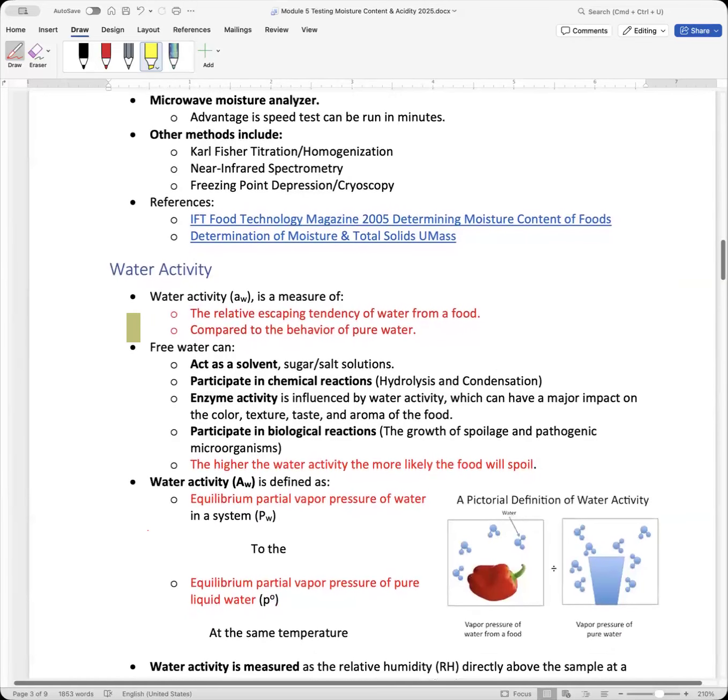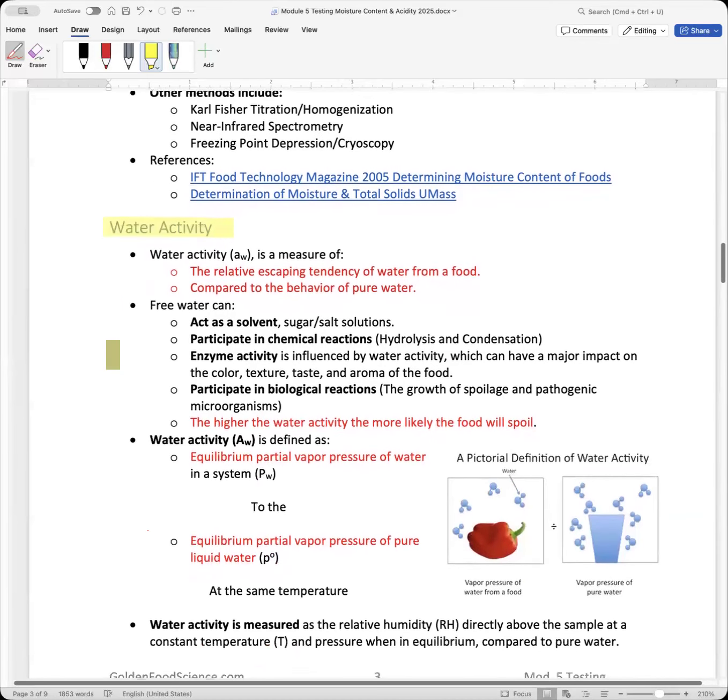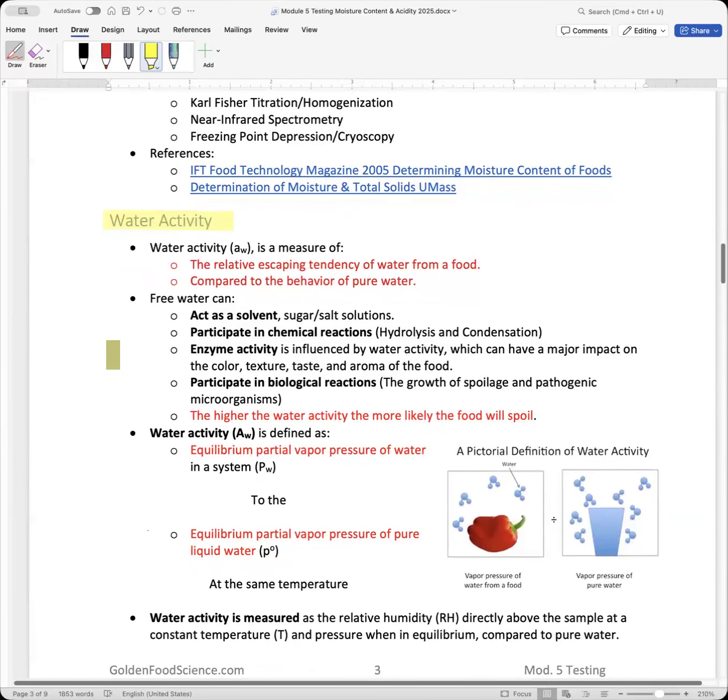So we talked about total moisture. That's how much moisture is in there. But oftentimes we are not that concerned about the moisture. If we're talking about food safety, we're really talking about water activity. So not all of that water is available for microorganisms to use, right? So we can measure the water activity or the active water, the water that's available for microorganisms.